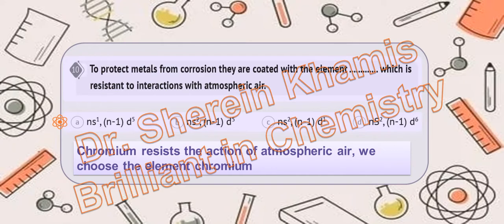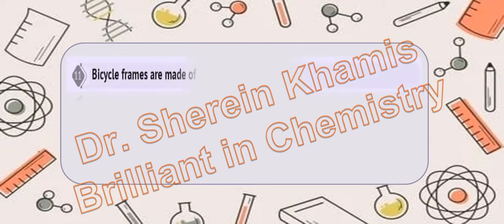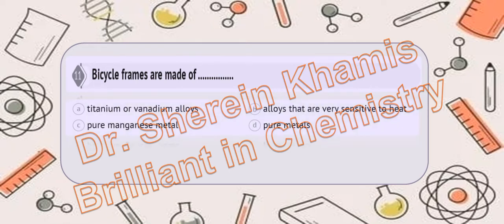Let's go to question 11. Question 11 says that bicycle frames are made from what? We have titanium or vanadium alloys, alloys that are very sensitive to heat, pure manganese metal, and the last one, pure metals.